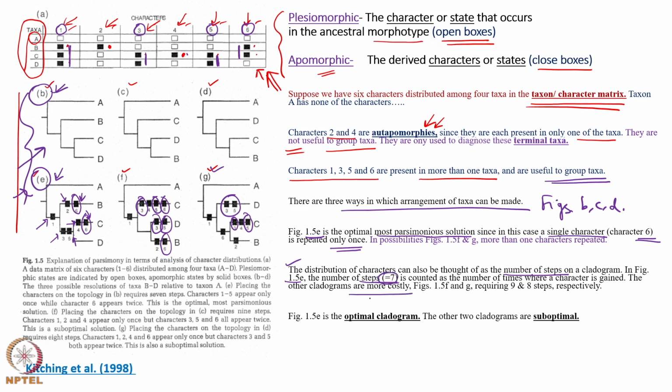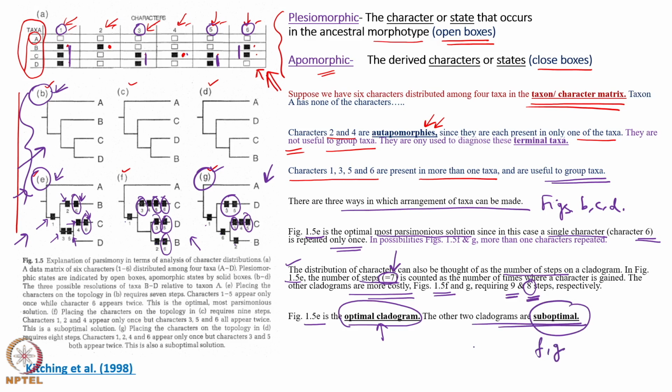The other cladograms are more costly, because in figure 1.5f, if I count the total number of black boxes 1, 2, 3, 4, 5, 6, 7, 8 and 9, it is 9, and in case of figure G, it is 1, 2, 3, 4, 5, 6, 7 and 8. 9 and 8 are considered more costly and less preferred than this number 7. Therefore, figure 1.5e is the optimal cladogram. This term is found, optimal cladogram, and the other 2 cladograms are the suboptimal cladograms, for example, figure F and G.